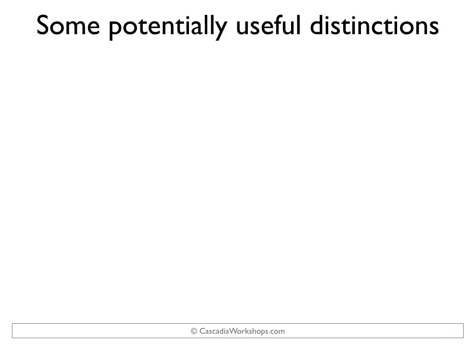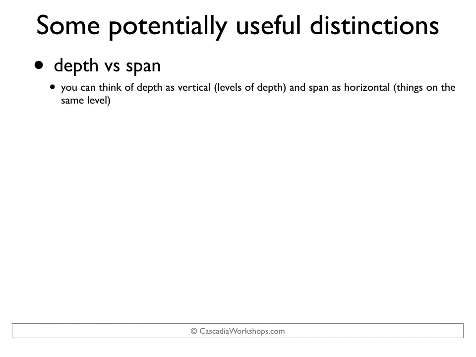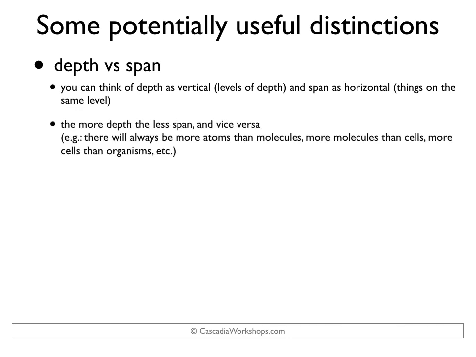So here are some potentially useful distinctions as we move forward. Depth versus span. When you're talking about this nested hierarchy of holons, in some ways you can think of depth as vertical, like the levels of depth. So for example, atoms to molecules to cells, that would be 3 levels of depth. And you can think of span as horizontal, like different things on the same level. So the more depth you have, the less span, and vice versa.